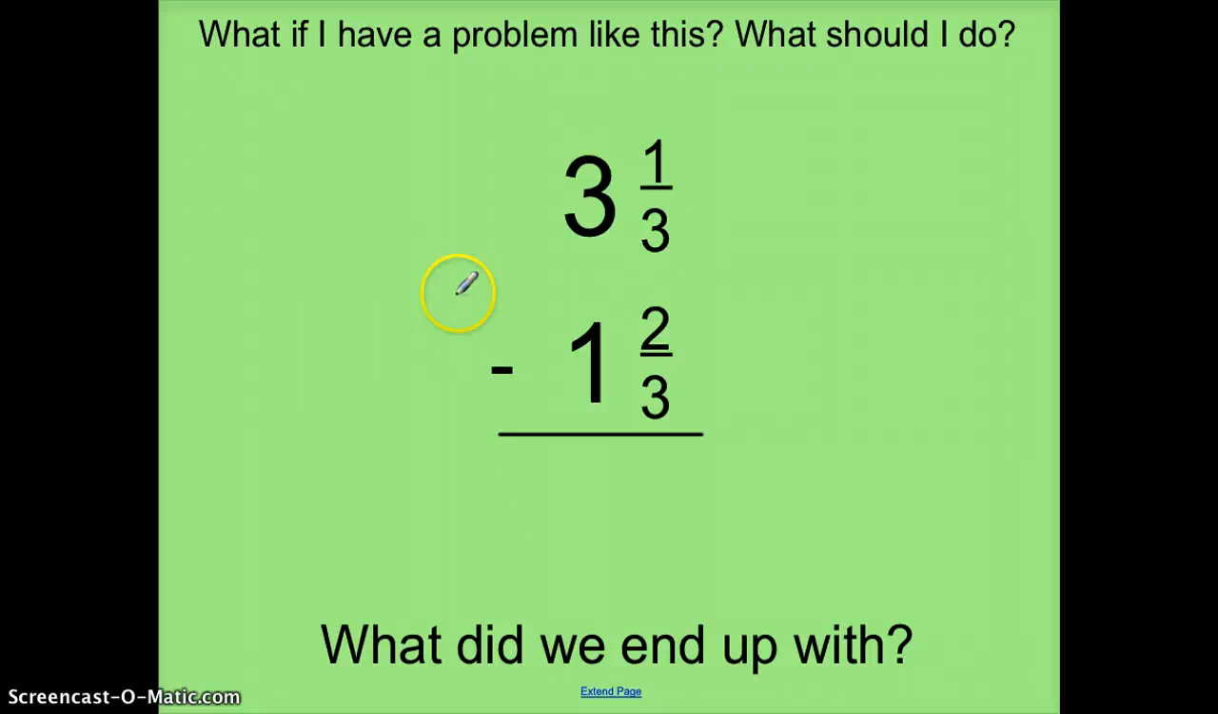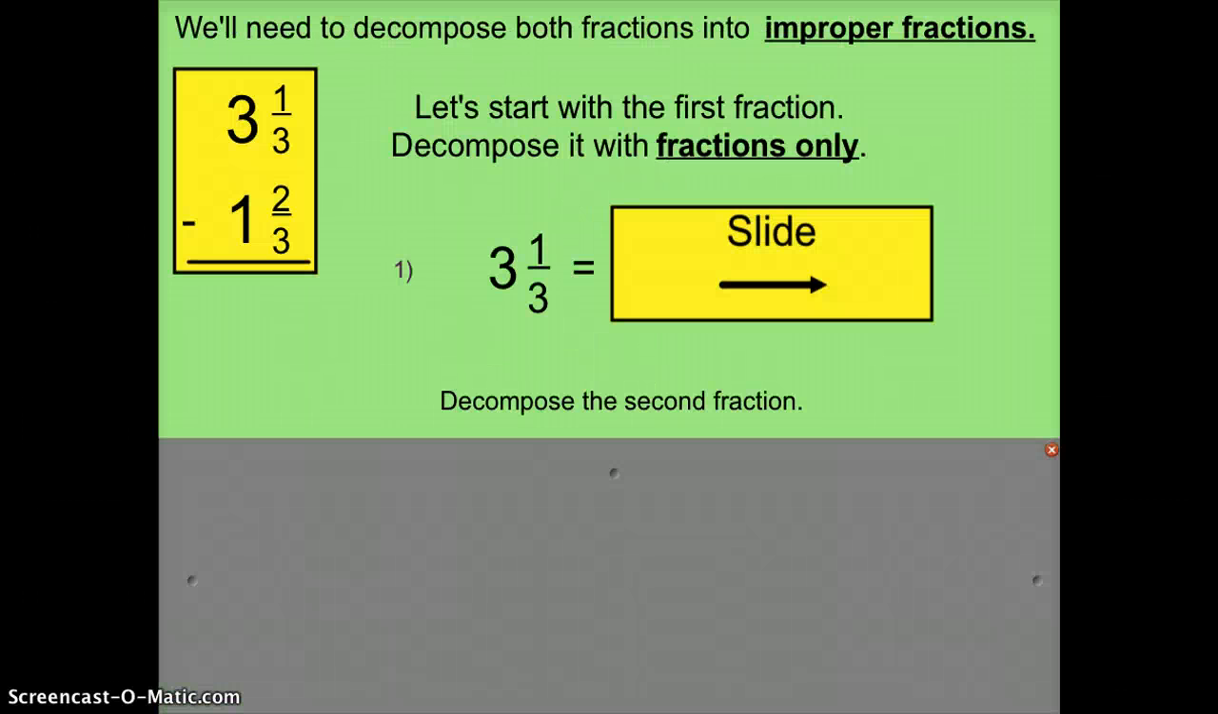However, if I have a problem like this, 1/3 minus 2/3, well, I can't have a smaller fraction on top if I'm going to subtract, so I'm going to have to regroup from my whole number. So we'll look at how we can do that. Just like with addition, when we have to regroup, we're going to decompose the mixed numbers into improper fractions. So we're going to do the exact same steps we did before.